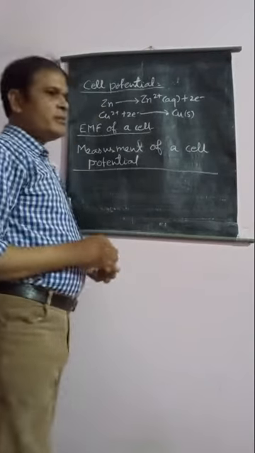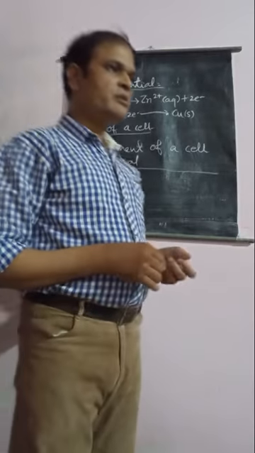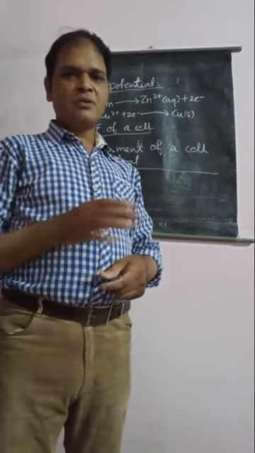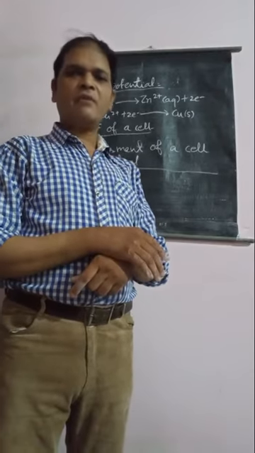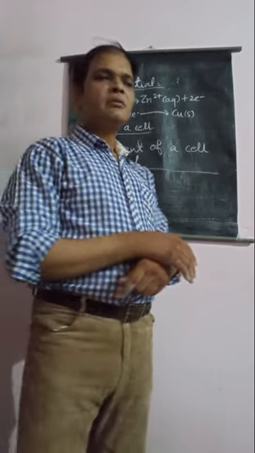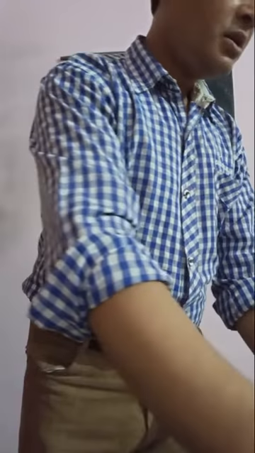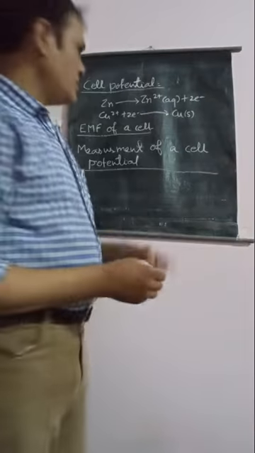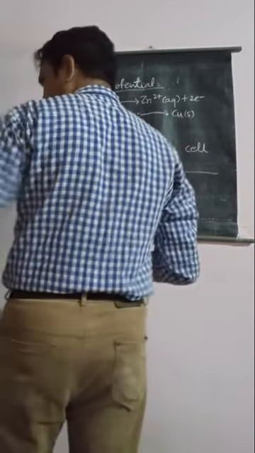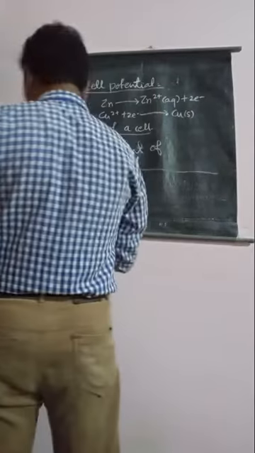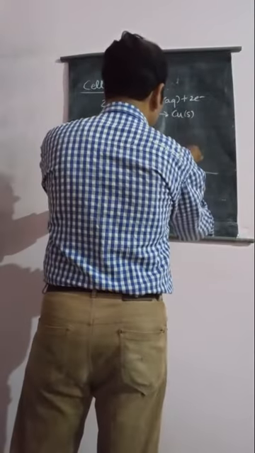In the measurement of a cell potential, generally we have a requirement of 2 electrodes. If 2 electrodes are not there, then we cannot find out the cell potential or electrode potential of a cell. Generally we cannot find out the electrode potential of any single electrode. Before finding out the measurement of a cell potential, we will find out the measurement of electrode potential. So we will see here about the measurement of electrode potential.